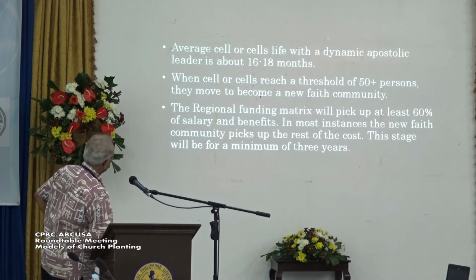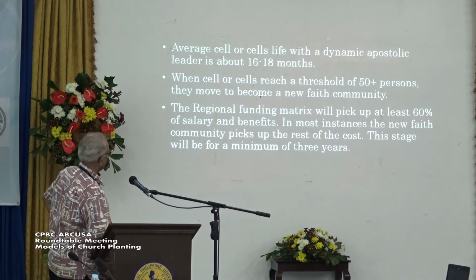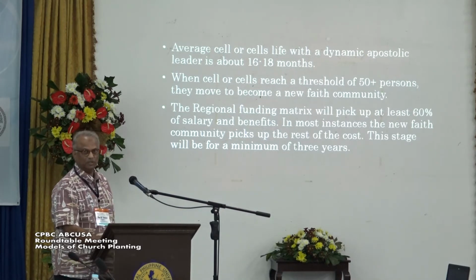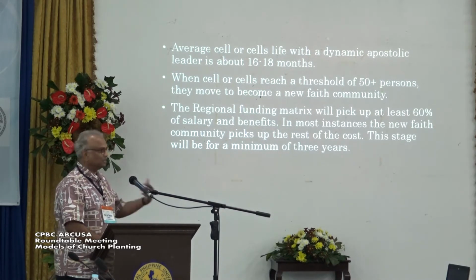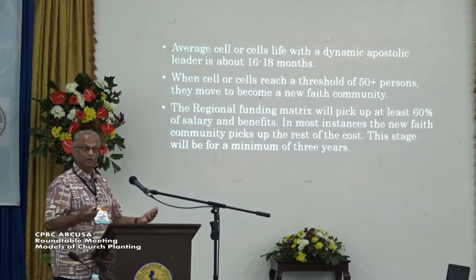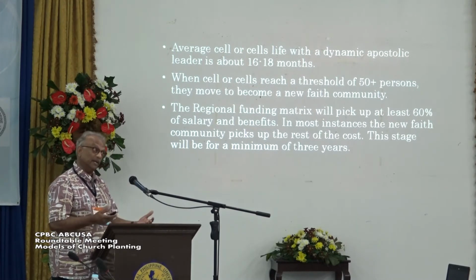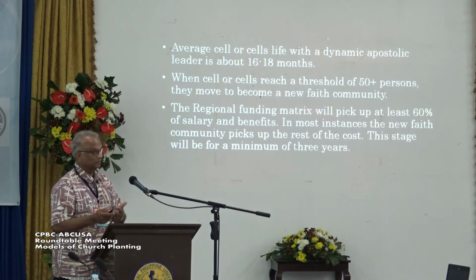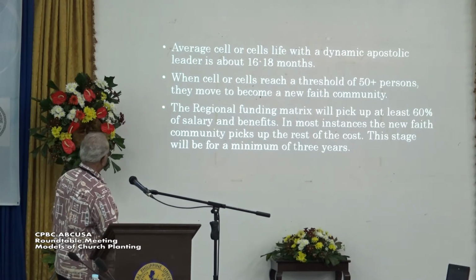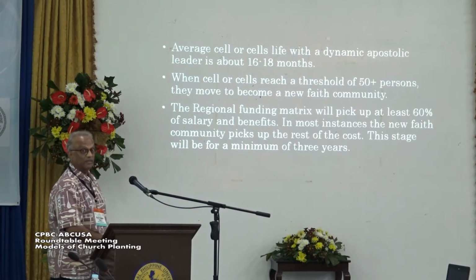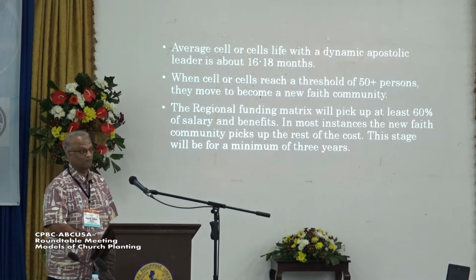An average cell life, with a dynamic apostolic leader, is about 16 to 18 months, which means by the time the person comes to us, goes through the training process and says, we want to start a new faith community, we might find a location in a church or in his home, but that person is bivocational. When a cell reaches a threshold of 50 plus persons, they become a new faith community. That's when the spending begins, not before that.